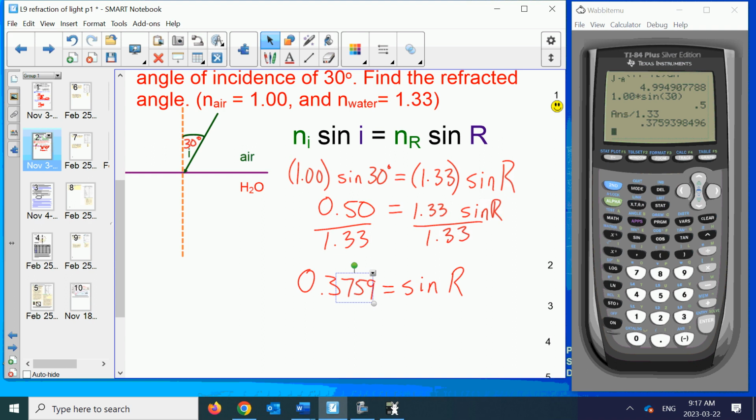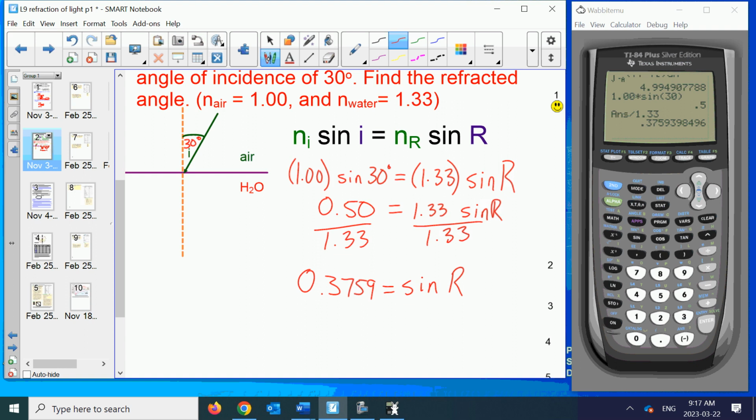Now, mathematically, this is going back to your math class. I know what the sine of the angle is, 0.3759. How do I find out what the angle is? What button? Second function sine. It'll be sine negative 1.